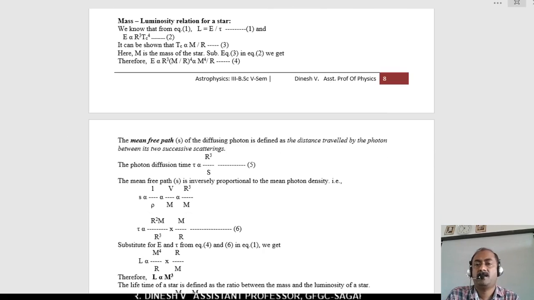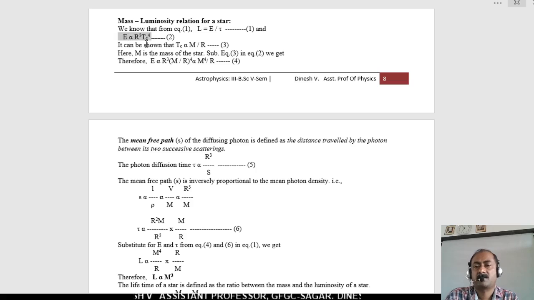Next, we understand the mass luminosity relation for a star. For this, we know from equation 1 that photon diffusion time tau equals E by L. Modifying this, we get L equals E by tau. Let it be equation 1. Here we know that the energy of the photon from the star is directly proportional to R cube Tc raised to 4. Let it be equation 2, which is already derived in the above relation.